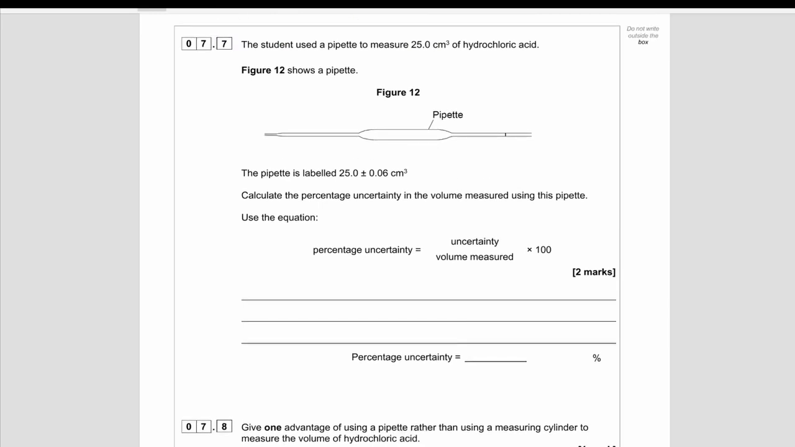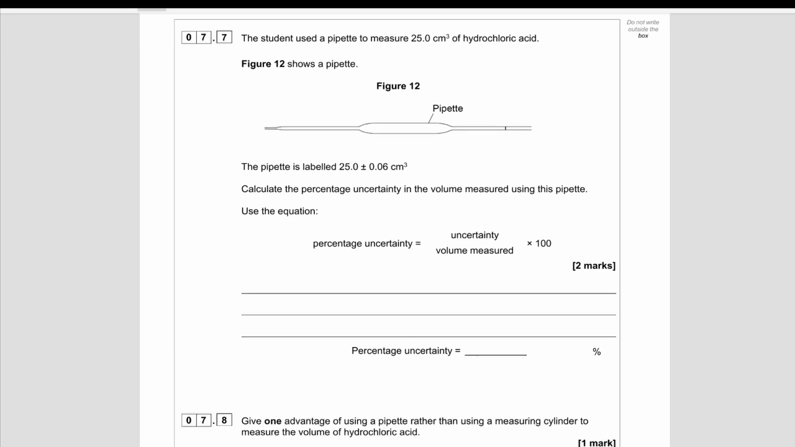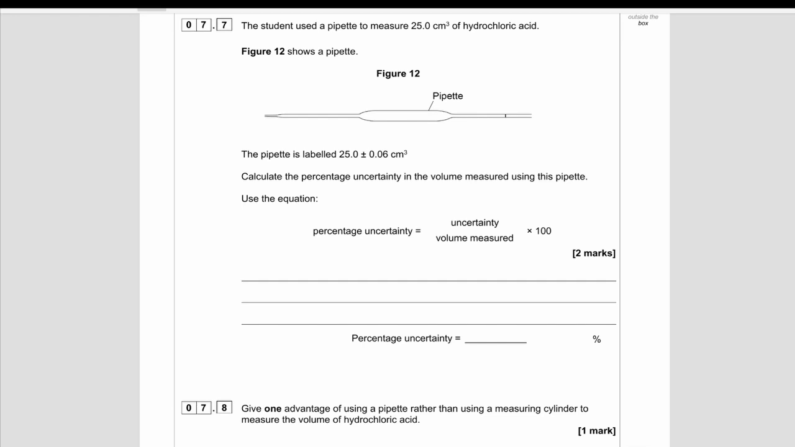Question 7.7 says the student used pipettes to measure 25 centimetres cubed of sodium hydroxide. Figure 12 shows a pipette. The pipette is labelled 25 plus or minus 0.06 centimetres cubed. Calculate the percentage uncertainty in the volume measured using this pipette and use the equation you've been given. These will always measure 25 centimetres cubed and the uncertainty is going to be 0.06. So we're going to do 0.06, our uncertainty, divided by 25 times by 100 to get our answer, and you should end up with an answer of 0.24%.